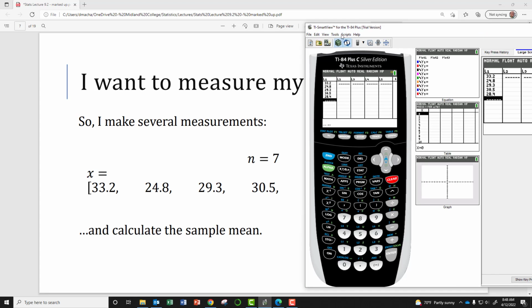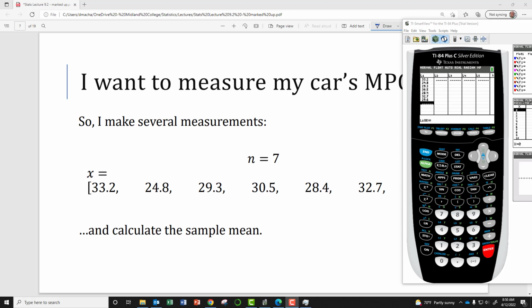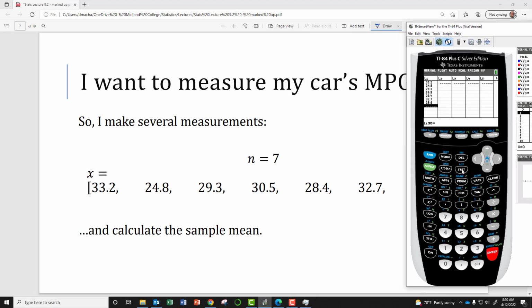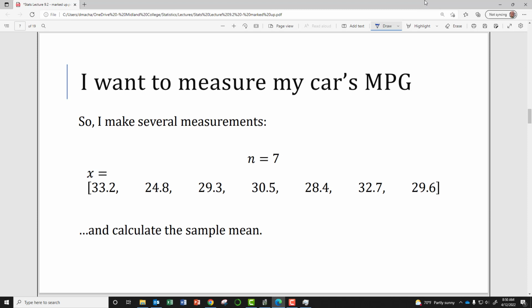32.7. Oh, looks like my calculator really is having a hard time. Okay, so I got the numbers in my calculator in list 1. I go back to Stat, I go over to Calc, and I calculate one-variable statistics. Go down to Calculate again, and it tells me that my mean is going to be 29.8 for my sample mean.